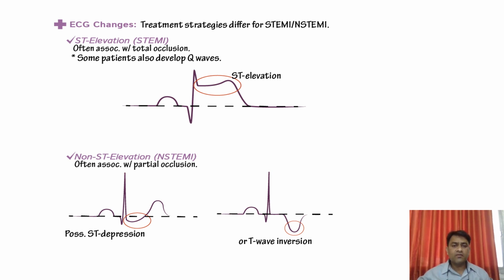Non-ST elevation is often associated with partial occlusion, or it's a T wave inversion. So two things: ST elevation is associated with total occlusion, and non-ST elevation is associated with partial occlusion or T wave inversion.